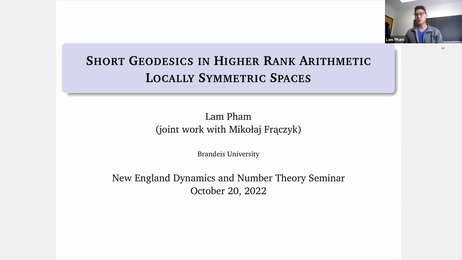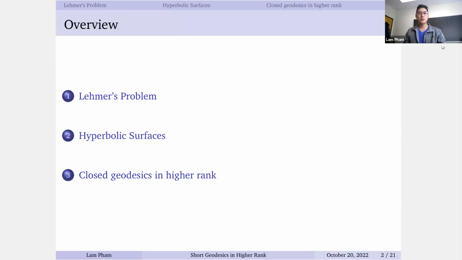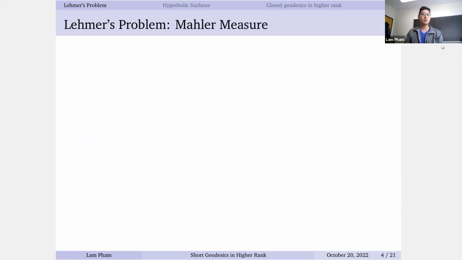So I'm going to speak about some joint work with Mikolaj Fraczyk from the University of Chicago, and I will also mention some previous work joint with François Thilmany, who is in Brussels at the moment. I will start by introducing the different topics of my talk. First I will speak about Lehmer's problem from Diophantine geometry, then some stuff about hyperbolic surfaces, and finally a little bit of higher rank generalizations. So let's start with Lehmer's problem. Many people know about this, but some may not know about it.